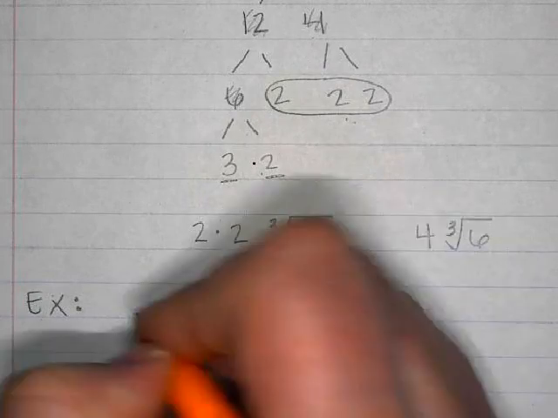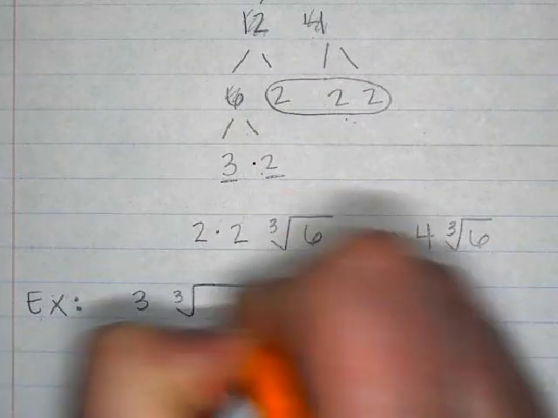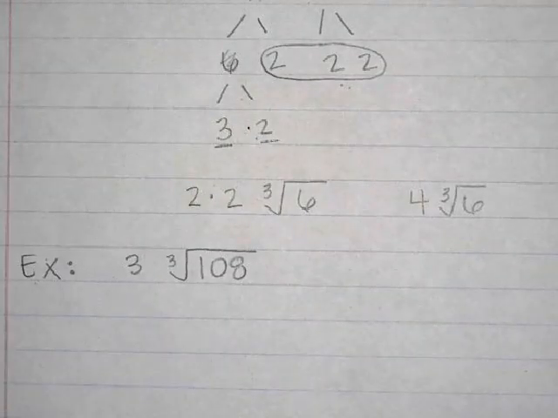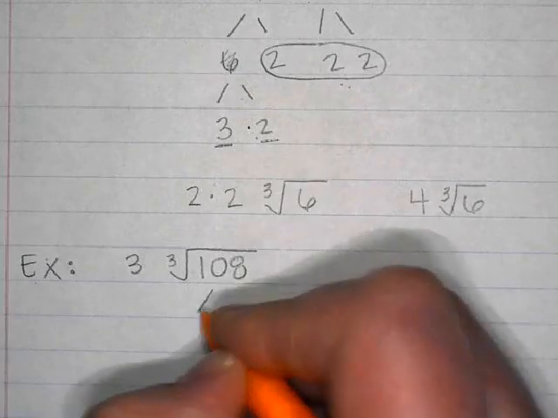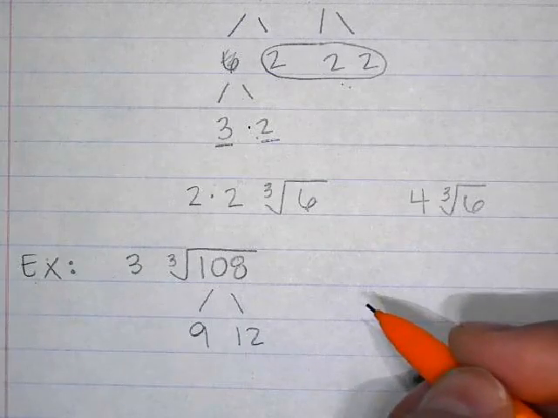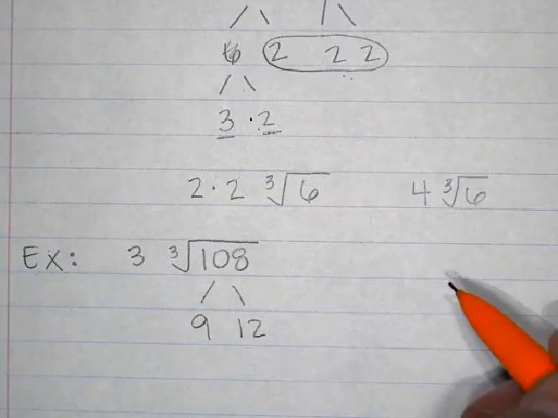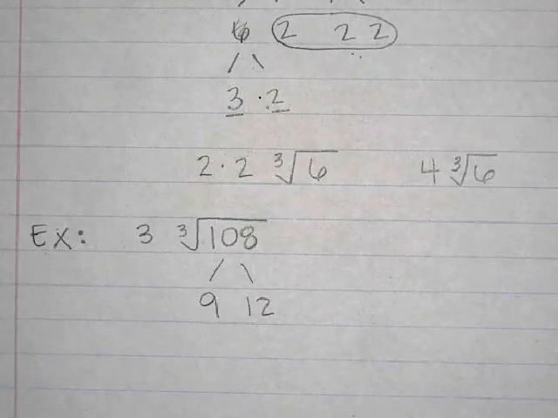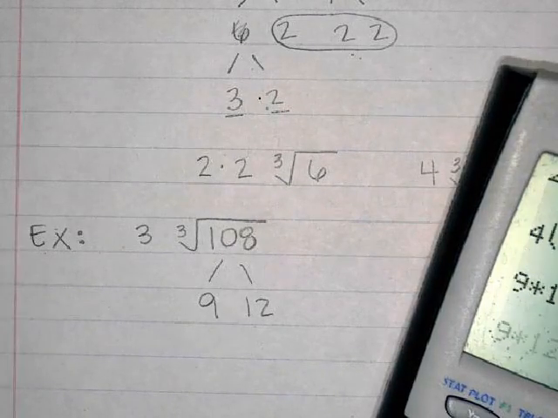This one's going to be 3 times the cube root of 108. So what times what is 108? Wow, you guys are good at multiplication. I was going to do 2 times whatever it is when you divide it by 2, since it's an even number. Is it 9 and 12? Should I believe you guys? 9 times 12. Wow, why are you guys good at that?